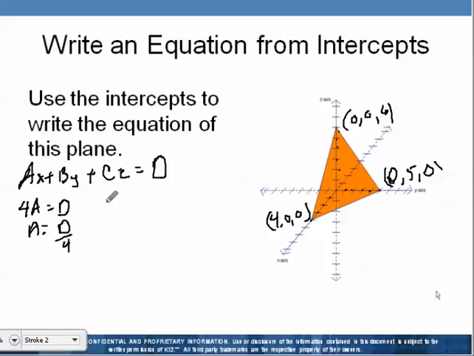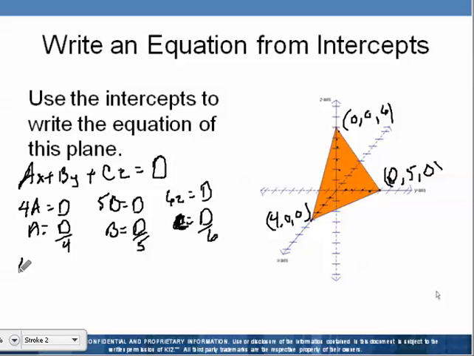If I stick the y-intercept in, I'm going to get 5B is equal to D, or B is equal to D over 5. If I stick the z-intercept in, I'm going to get 6C is equal to D, or C is equal to D over 6. All I did was solve for my A, B, and C by using the x, y, and z. Now that I have equations for A, B, and C, I can replace them in that equation.